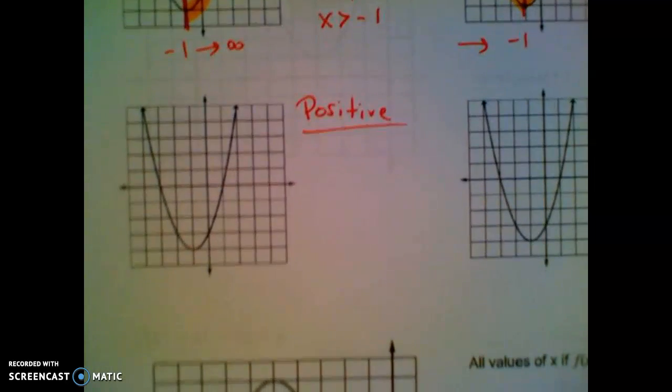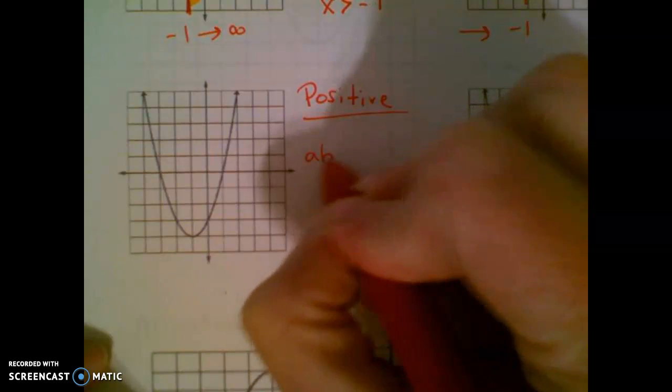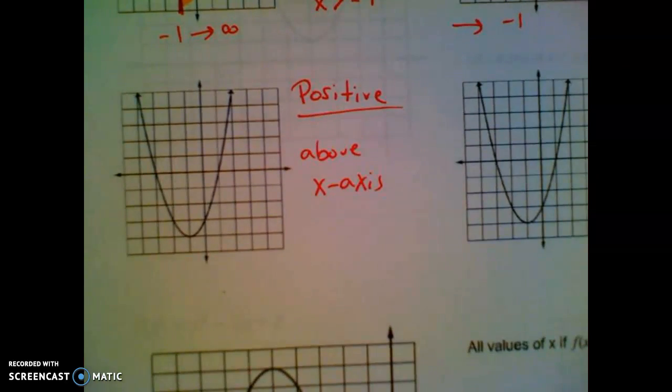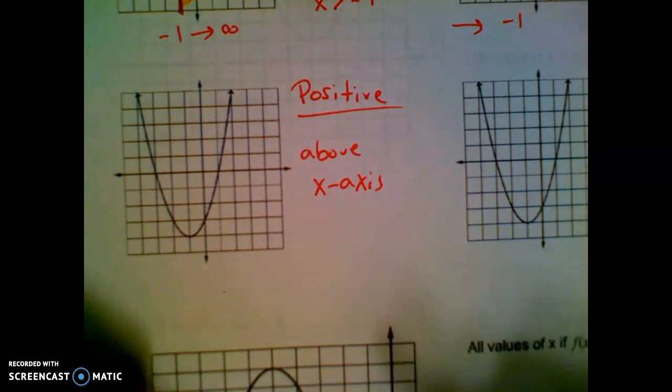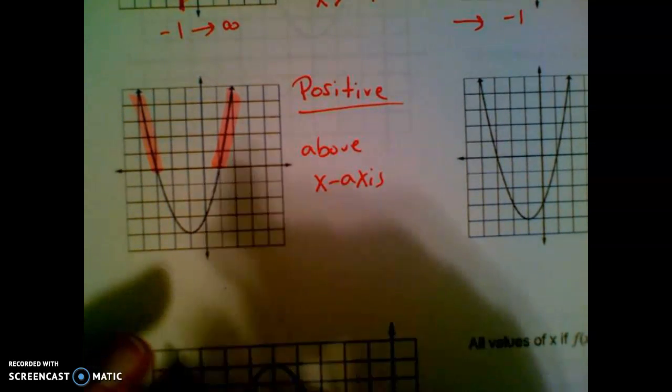Okay, changing gears is positive versus negative. Positive is just going to be above the x-axis. Okay, so I want to do this in pink. Above the x-axis is going to be here and here. All right, so above the x-axis is going to be those two sections there.